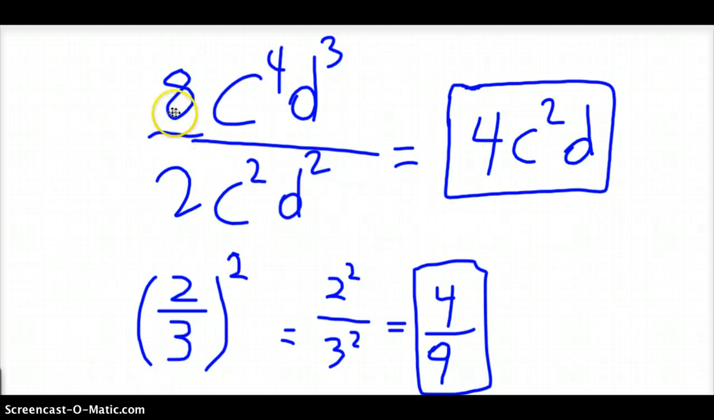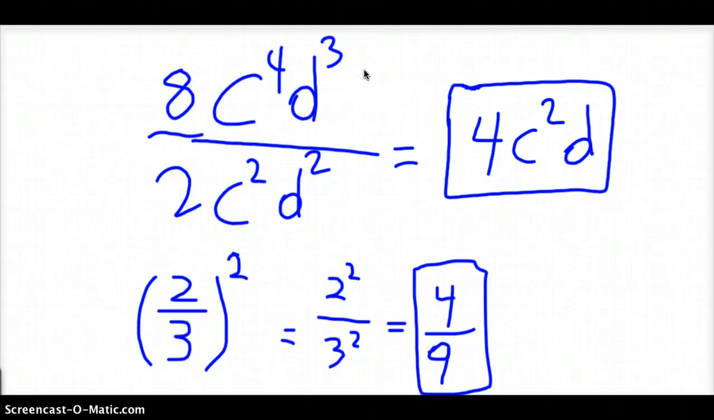In this one we have 8 over 2, and then on the top, along with the 8, we have c to the fourth, d to the third, and on the bottom we have c squared, d squared going along with that 2. So you would read this as 8 c to the fourth, d to the third, over 2 c squared, d squared. Again, instead of to the third, you might hear the word cubed. Both of those are perfectly good ways of describing it.